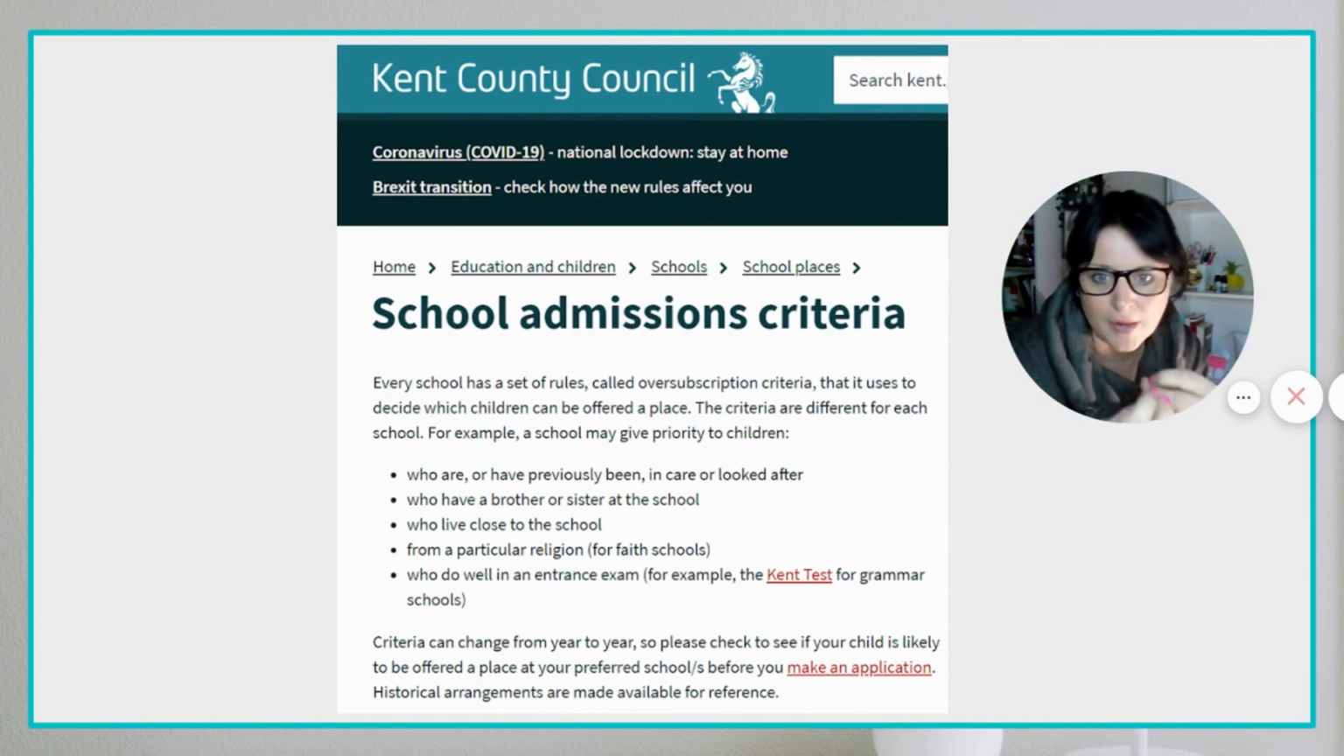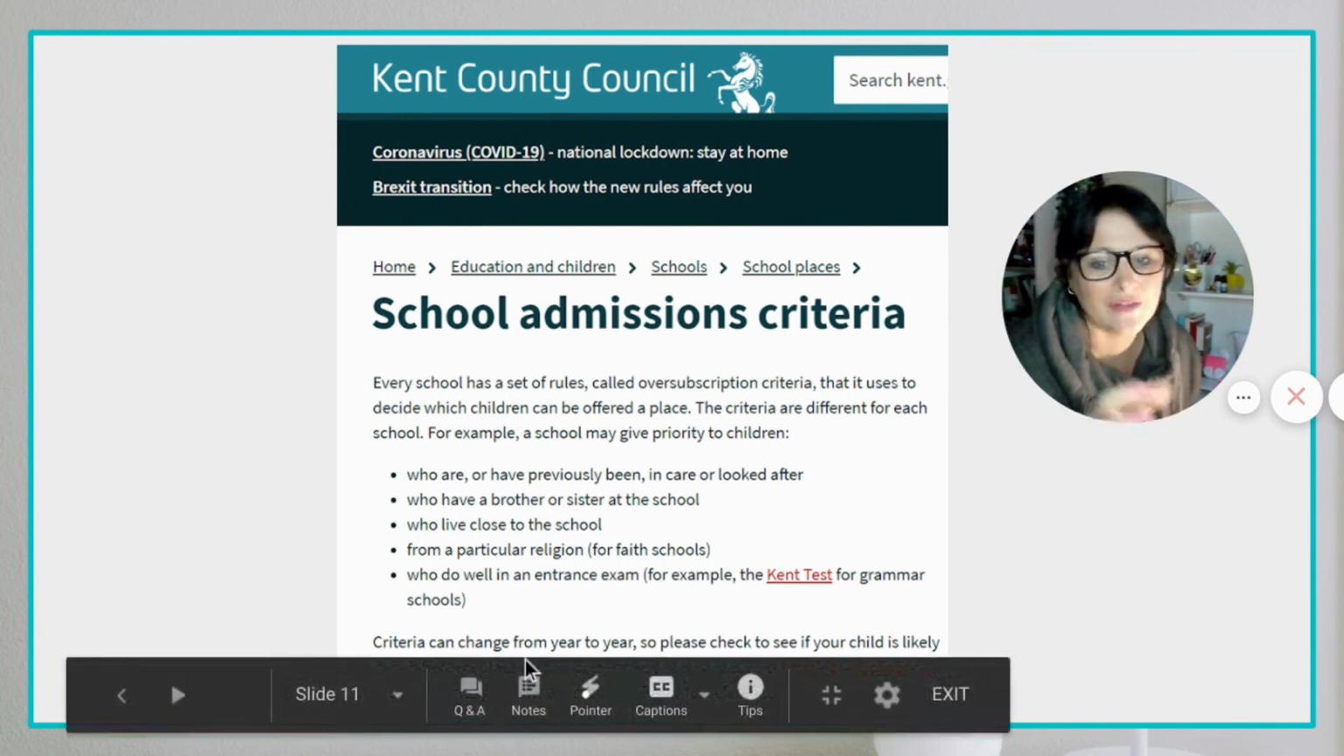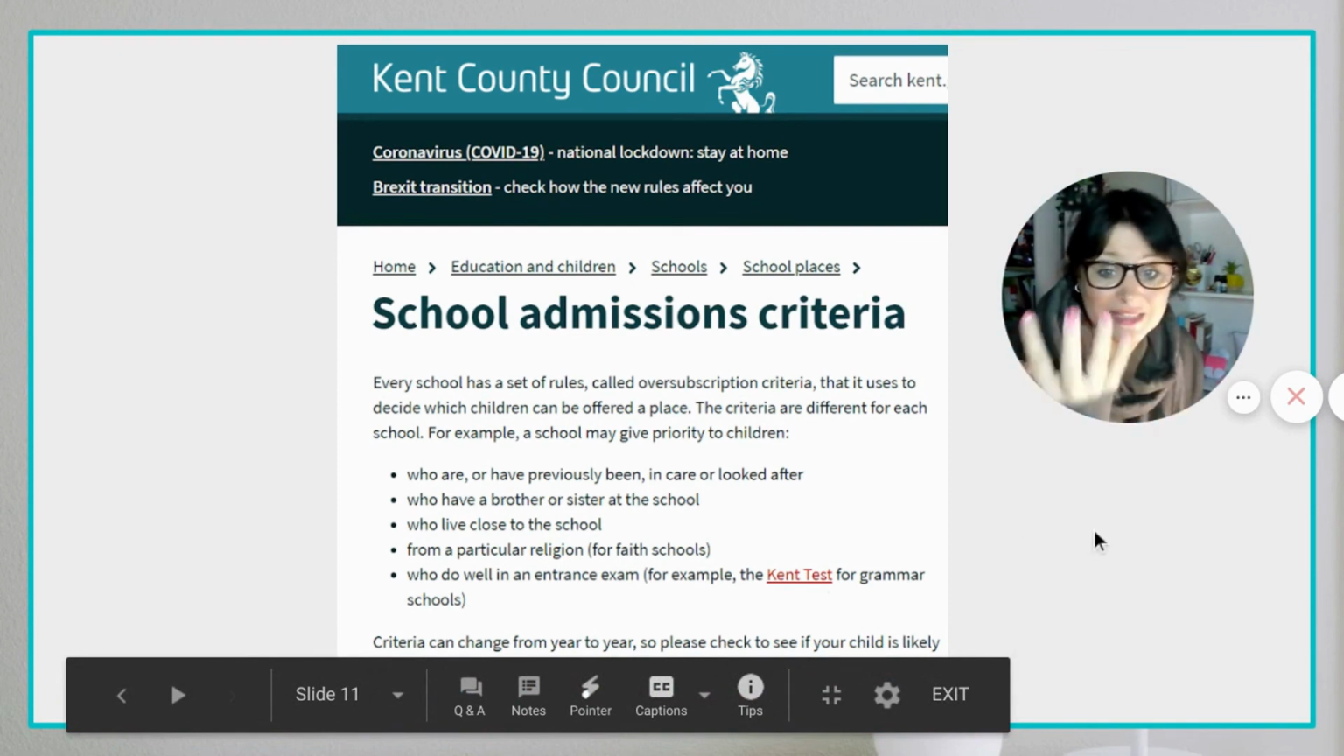So the criteria are: students who've been looked after or in care tend to get priority. Students who have a sibling at the school get priority. Students who live close to the school get priority. Now that starts to bring in that selection by mortgage, doesn't it? Students from a particular faith for faith schools, so that's a different form of selection. And then we've got students who do well in an entrance exam. So we have this different form of selection for schools. Of course that criteria can change and it is different in different councils, but that's what we mean when we talk about oversubscription criteria.